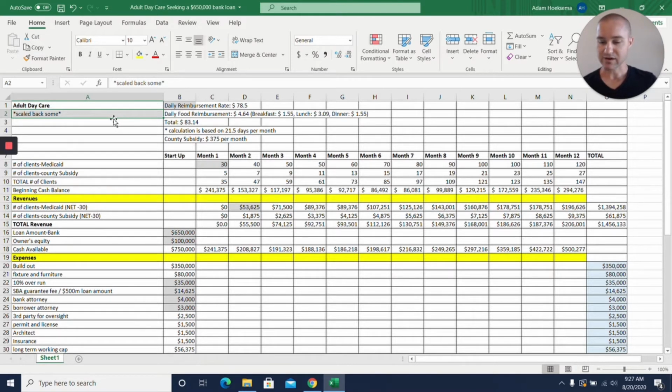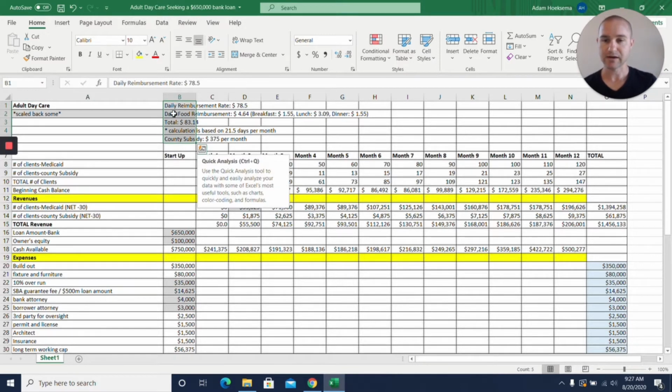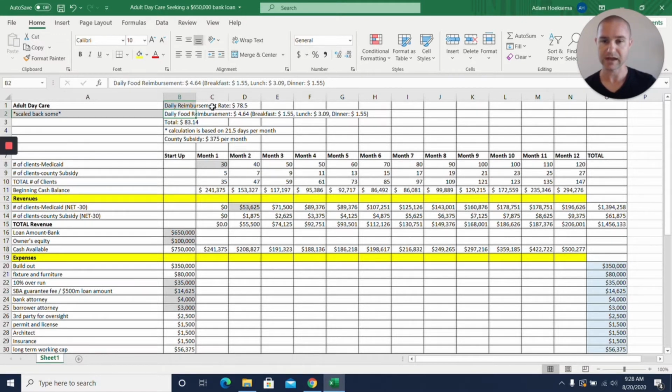The next thing that I thought was actually quite helpful was these assumptions up here. He goes through and says what the daily reimbursement rate is for having an individual client, and then the food reimbursement, and then there's a county subsidy as well in this example. I thought this was good, but here's the way I think this could really be improved: these numbers were not really built into the model.